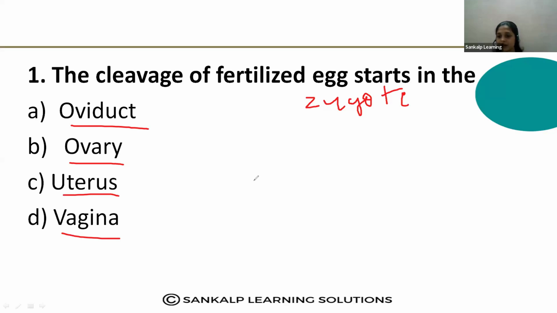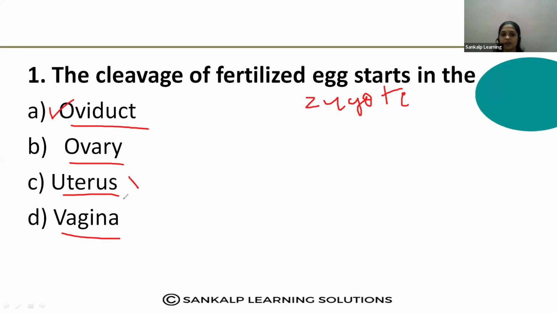Yes, Mallappa, your answer is correct. That is at the oviduct. The fertilization occurs at the ampullary region of the oviduct, and after that, inside the oviduct only, the cleavage of the fertilized egg starts.